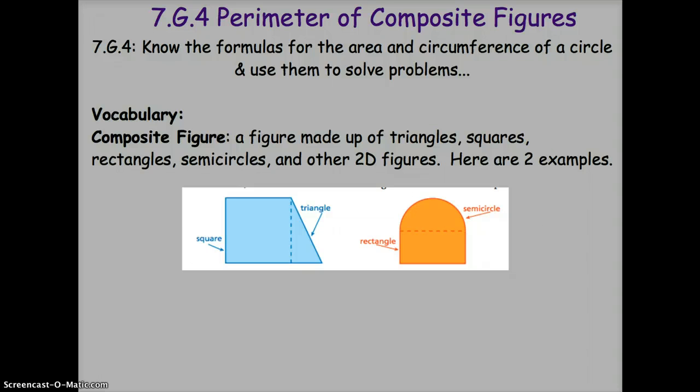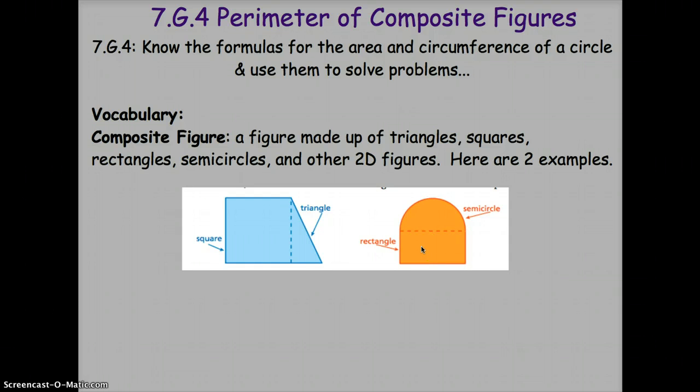And you're in luck, we only have one vocabulary word for today, and that is a composite figure. It's a figure made up of triangles, squares, rectangles, semicircles, and other two-dimensional figures. Here are two examples that I have for you. In this first one you can see we've got a square right next to a triangle. In the second one we have a semicircle, which we already know is half of a circle, and a rectangle.